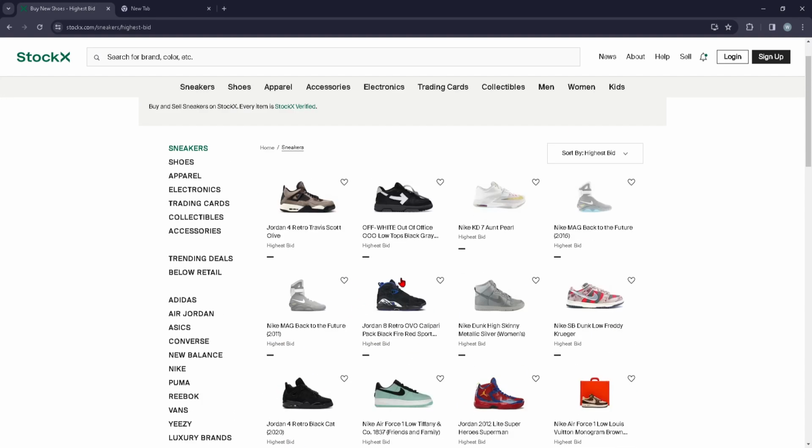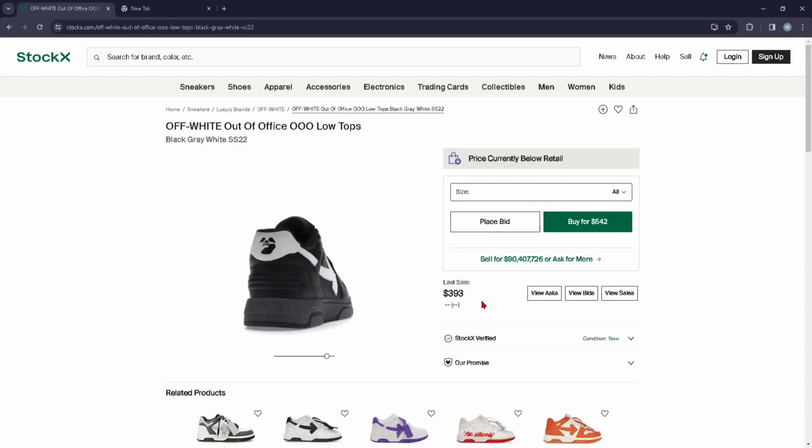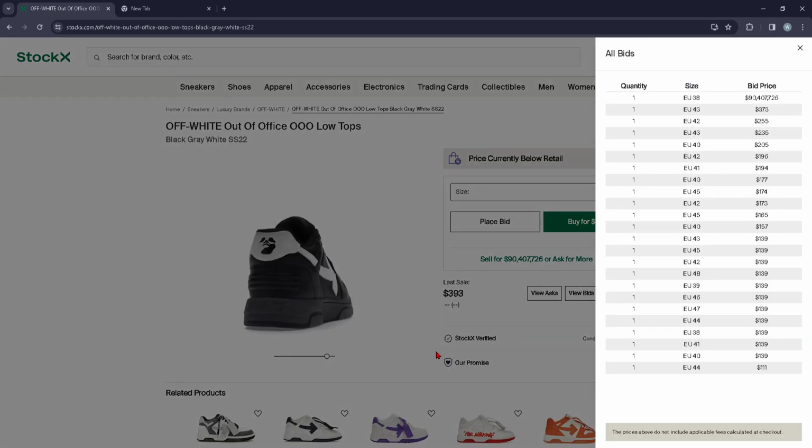see the shoes that have the highest bid, and by clicking on it you should be able to see the view bids. You should be able to see the highest bids, okay, bid price.